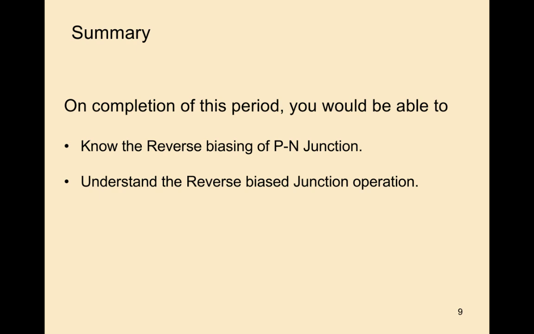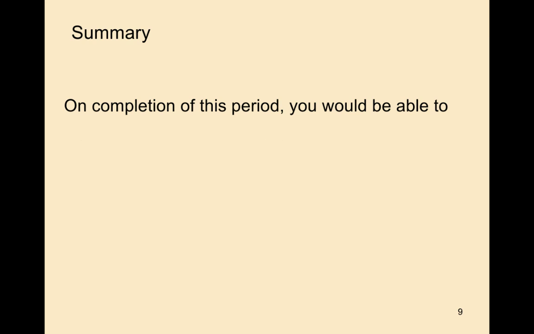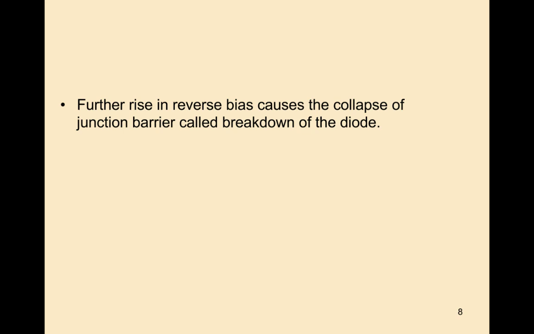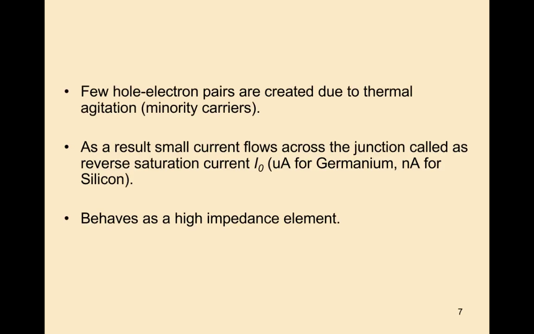That is in microamperes or nanoamperes. This current is in microamperes for a germanium diode and in nanoamperes for a silicon diode. Actually there is no current flow in reverse bias condition, but a small current flows. That current we call the reverse saturation current, I naught. It is microamperes for germanium, nanoamperes for silicon.